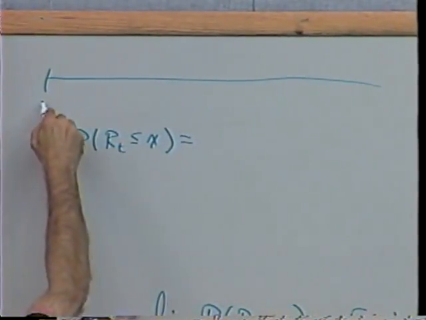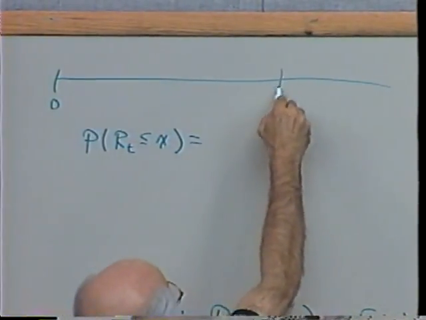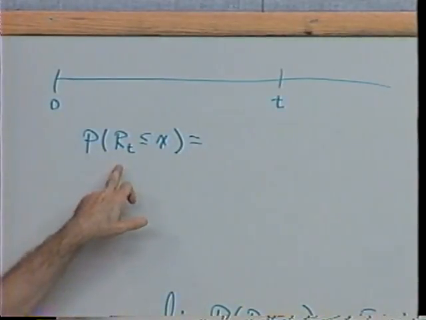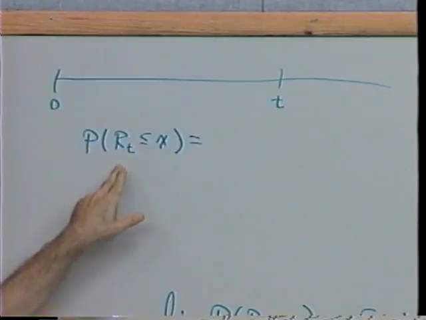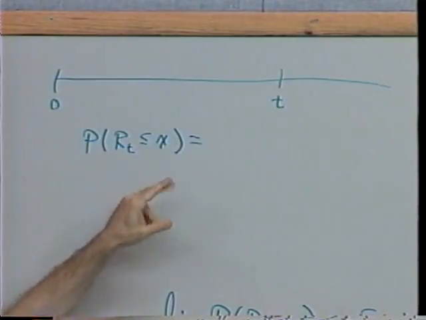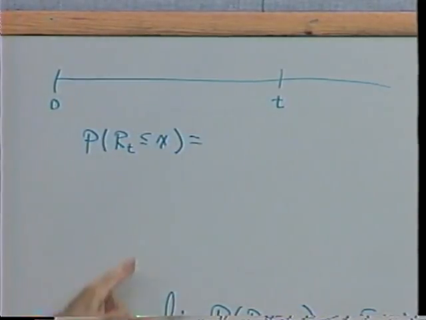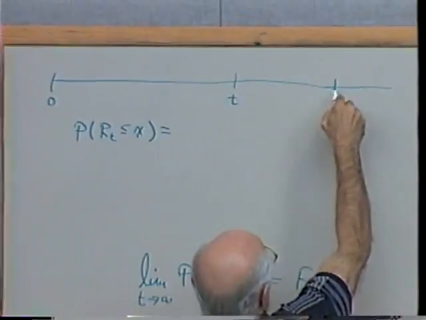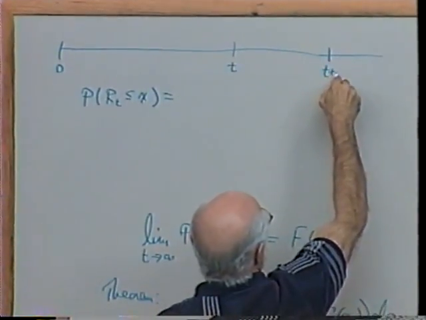Okay, let's suppose that here's 0 and here's t. Now, r sub t is the time from t to the next renewal. And we want that time to be less than or equal to x. So let me write, say, t plus x right here.